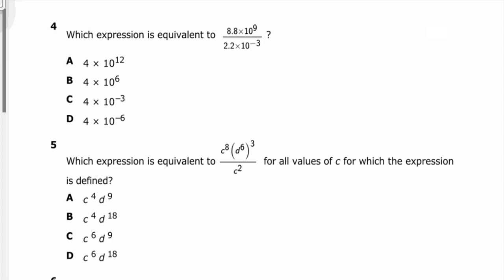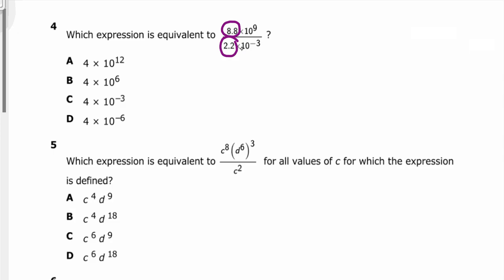All right, number 4. This one looks a little scary, but it really is not more than what we were already dealing with because it's all still multiplication and there's a lot that I can do here. I have 8.8 divided by 2.2. So I know that's going to be 4.